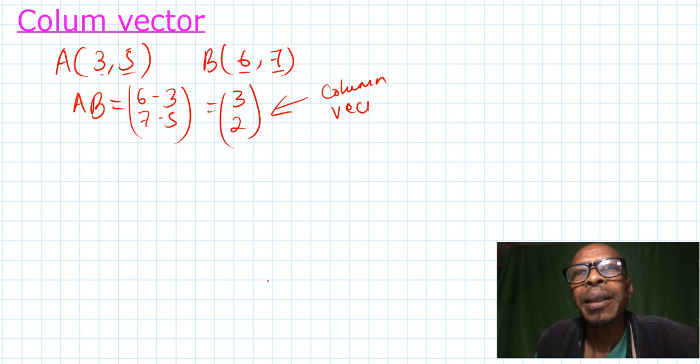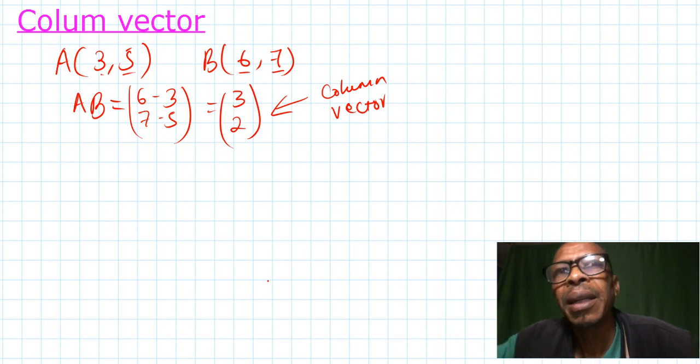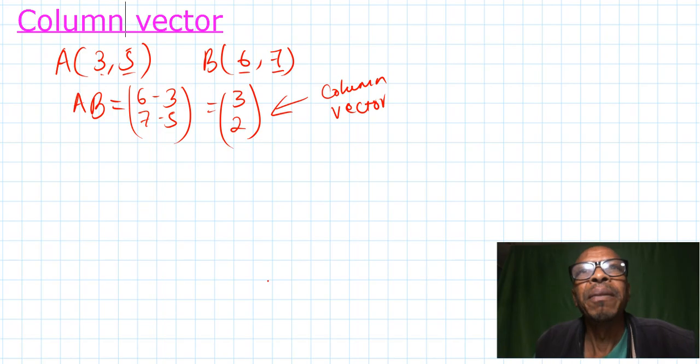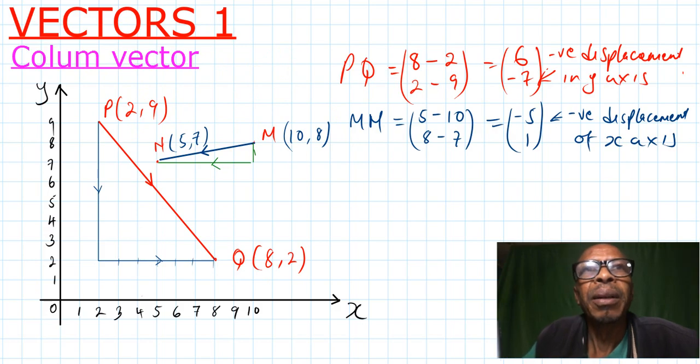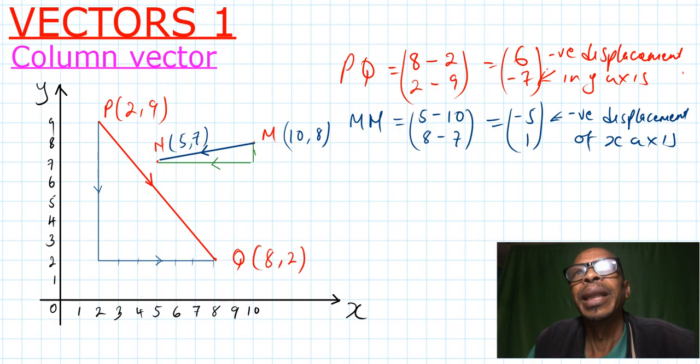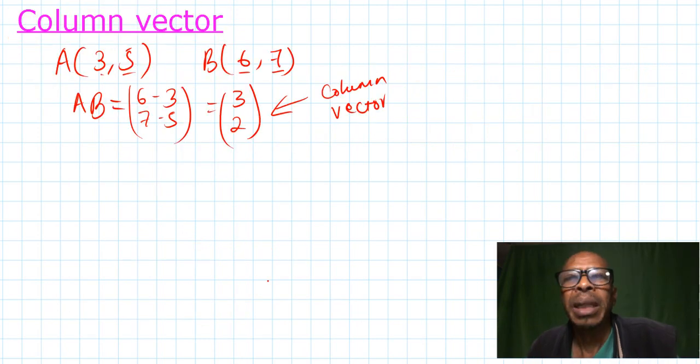So here we have a column vector. So that is a column vector. So we now have the column vector. So that's how you get the column vector.